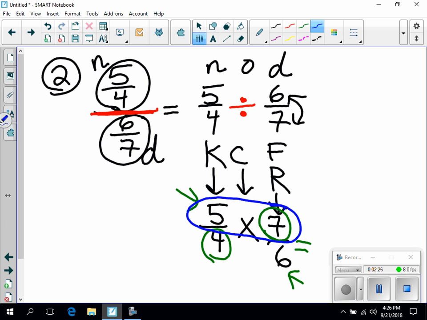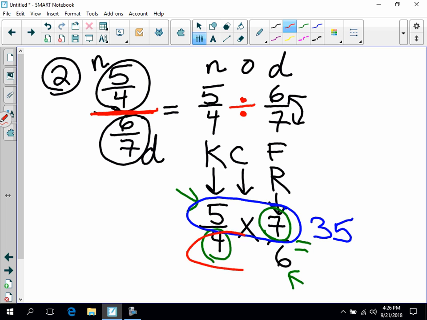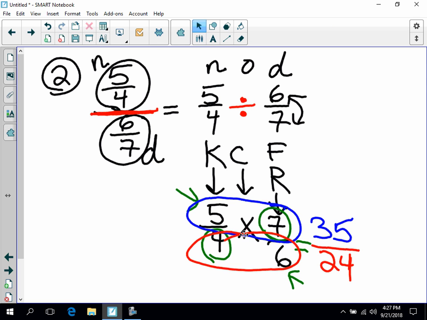Since we can't reduce diagonally, we're going to go ahead and do the final step where we multiply across. 5 times 7, we get 35. 4 times 6, we get 24. Since it is an improper fraction, it's possible for us to change this to a mixed number. To do that, you need to think about how many times 24 goes into 35. And 24 goes into 35 one time.